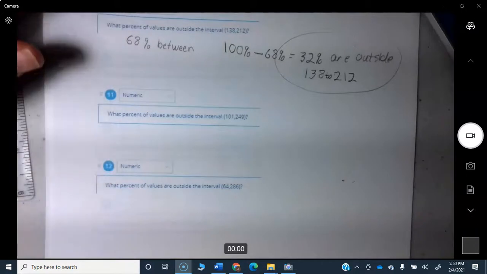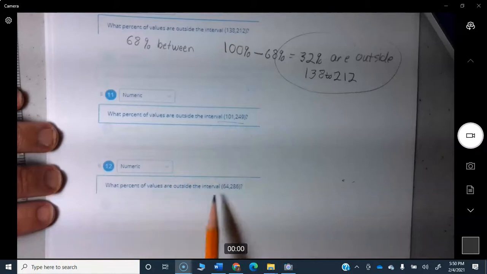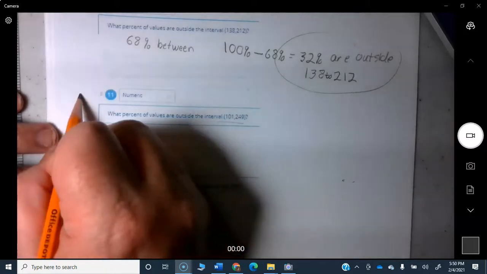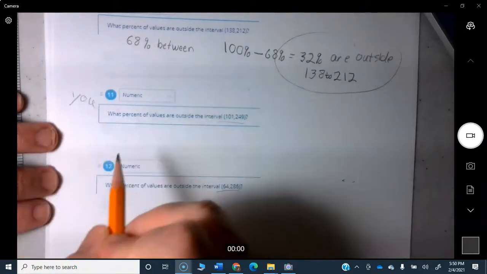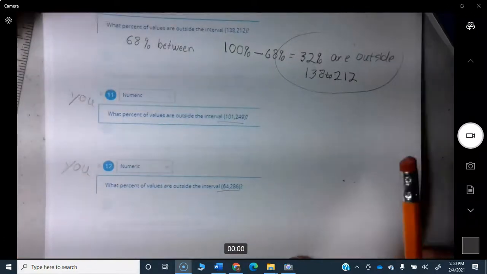Okay, 11 and 12 are similar, except they relate to question 8 and question 9. What percent are outside of this? What percent are outside of that? So those are going to be U problems. All right. Okay, we're halfway done with the assignment. It's not taking that long.